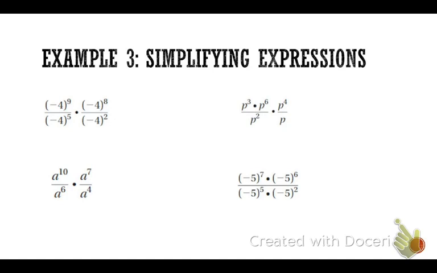So on the first fraction, this would be the common base of -4, and you would do 9 minus 5, right? What's 9 minus 5? 4. So this is -4 to the 4th power. Does everybody understand how my first fraction simplified down? Yes. Okay? So what would your second fraction simplify to? -4 to the 6th power.